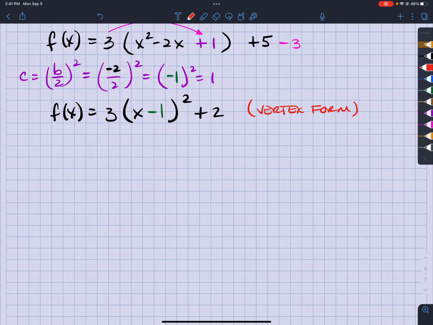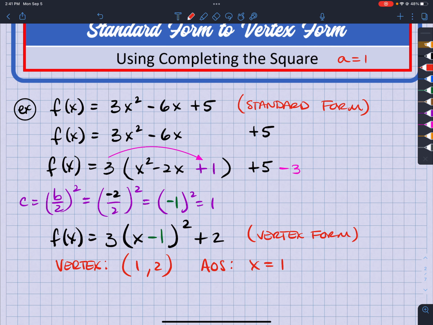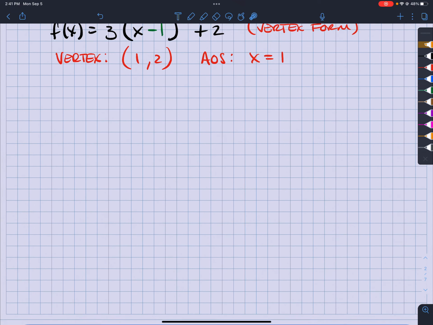All right, so with that being said, I know what my vertex is. My vertex is going to be (1, 2). That means my axis of symmetry must be x equals 1. Okie doke. So just like that, I can get it into vertex form, and then I can get everything that I need from there. All right, so let's take a look. What else is in store?